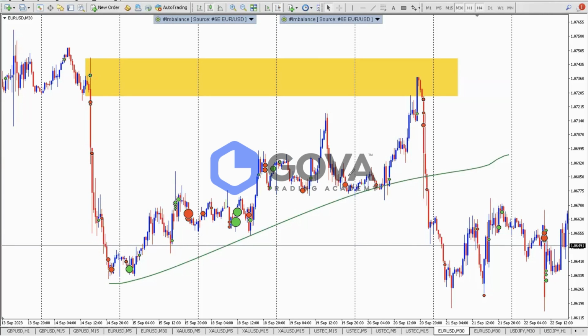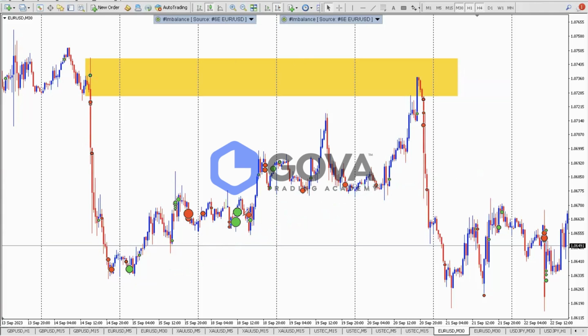That is the reason why if you are seeing a bearish imbalance, you need to be ignoring all these bearish imbalances you are seeing, right? And focus only on the bullish imbalance.